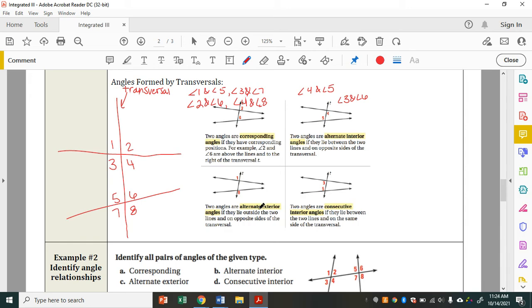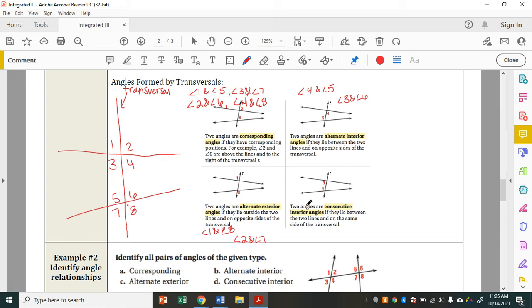And similarly, when we're talking about alternate exterior, alternate is still talking about the opposite. Exterior means outside. So now we're outside of those two lines. We're up here or we're down here. So alternate exterior angles, an example would be angle 1 and angle 8. That would be an example of alternate exterior. Another example would be angle 2 and angle 7. So those would be our alternate exterior angles.